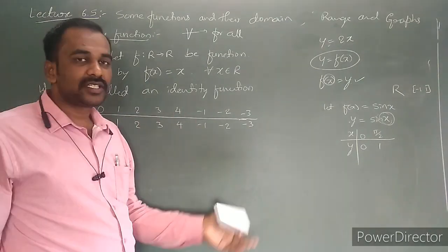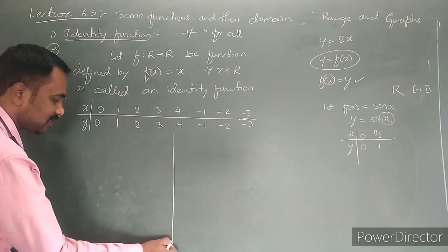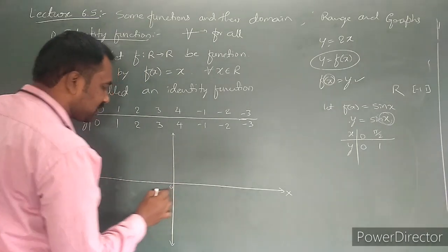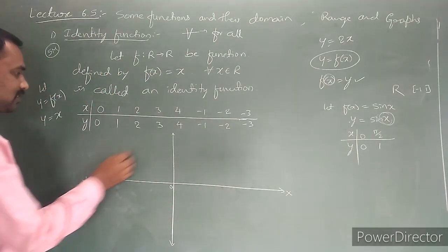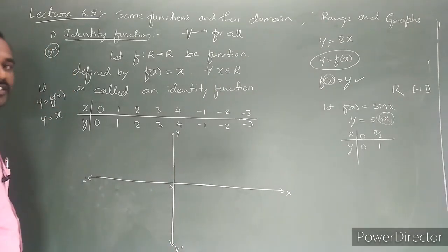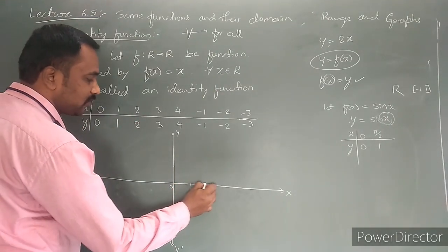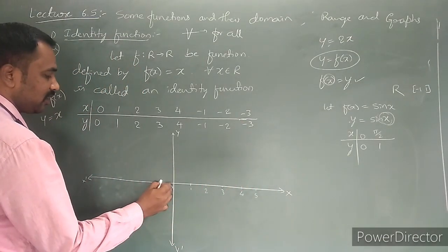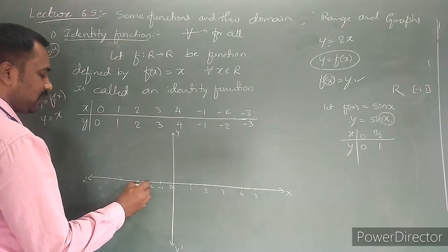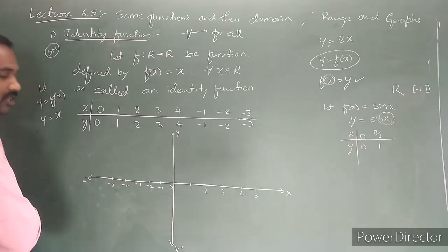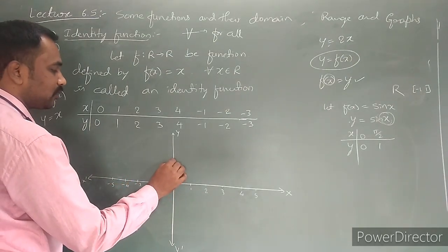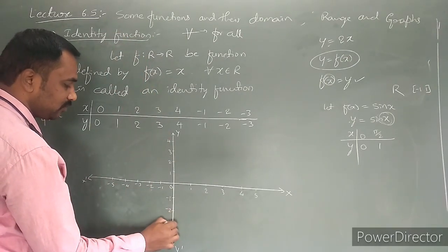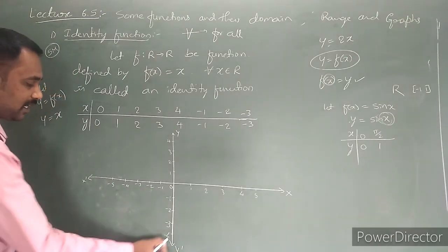Now plot the result in the graph, the xy coordinate plane. Okay, consider the xy coordinate plane. This is the x-axis, positive x-axis, negative x-axis, positive y-axis, negative y-axis. Here 1 centimeter is equal to 1 unit: 1, 2, 3, 4, 5, so on to infinity. Similarly minus 1, minus 2, minus 3, minus 4, minus 5, so on to negative infinity, and likewise on the y-axis.